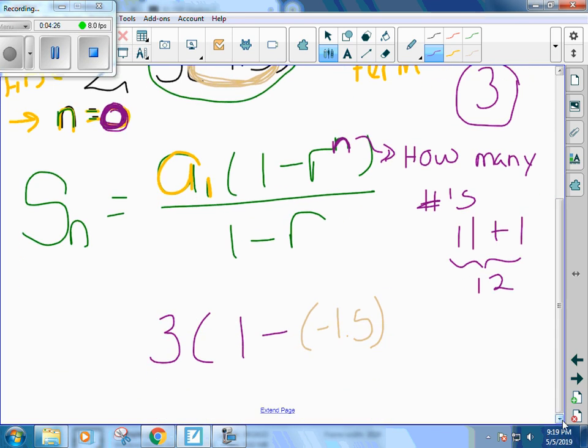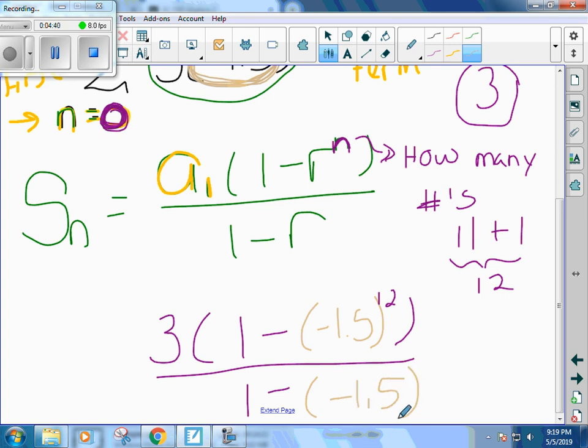So this will be to the 12th power, all over 1 minus negative 1.5. All right, I'm going to push pause as I write out how I put it in the calculator, and then I'm going to type it in the calculator and get an answer. So you guys push pause at the same time, type it in your calculator, and let's see if we get the same thing.